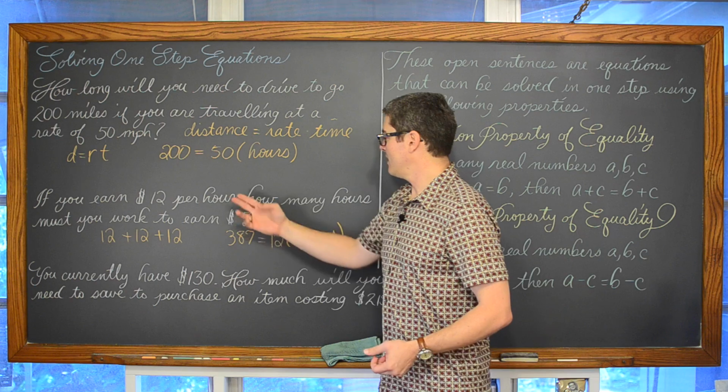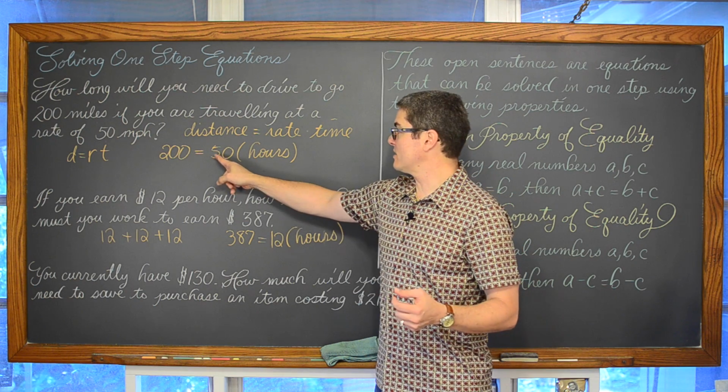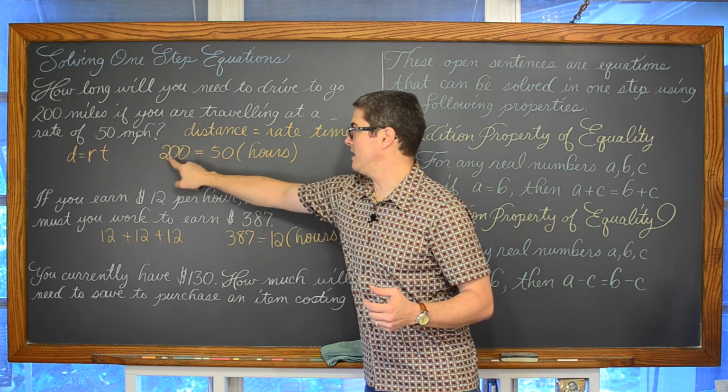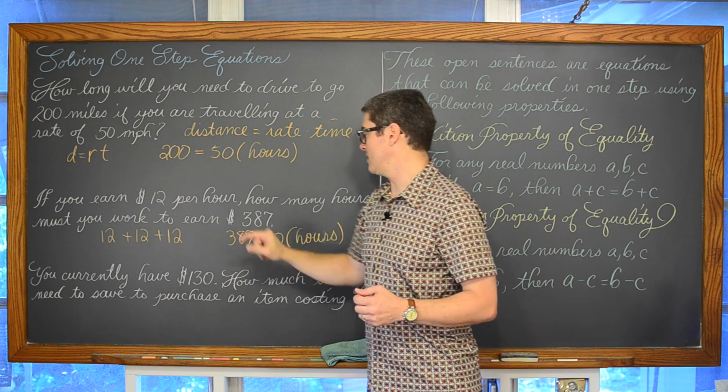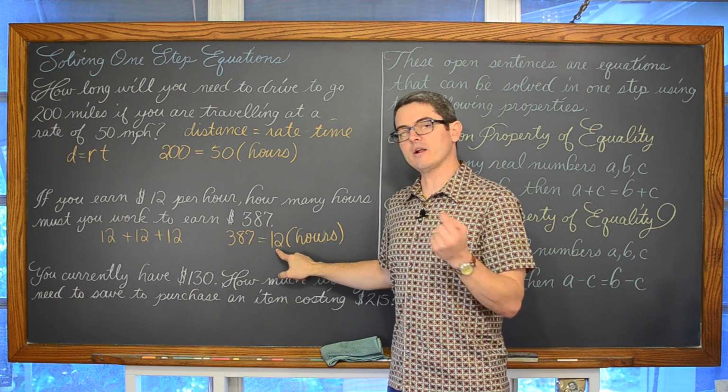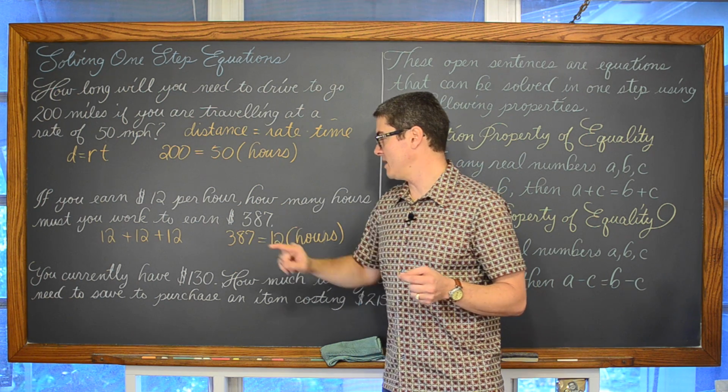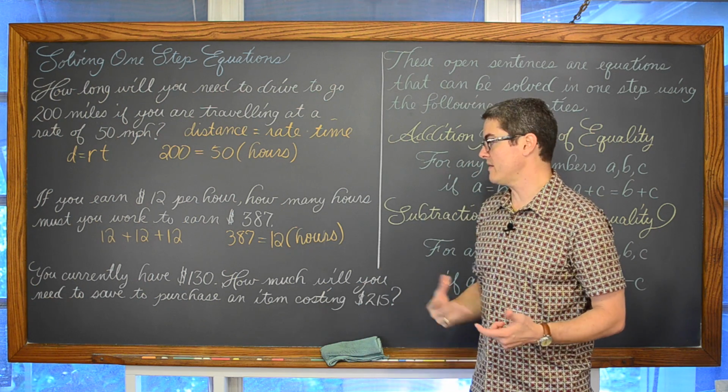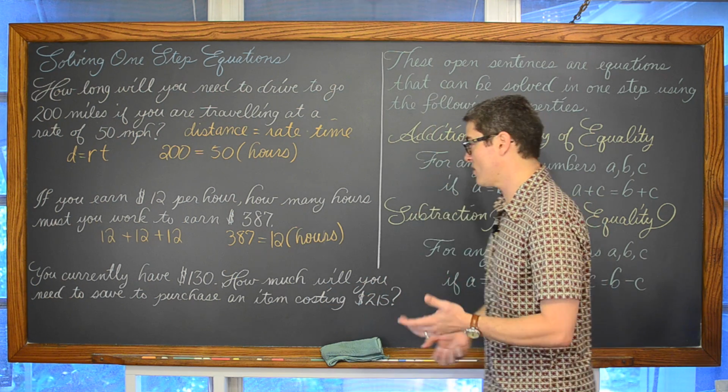Now, I can maybe say that I know that 5 times 4 is 20, so 50 times 4 is 200, but I'm not quite sure if I'm going to know right off the top of my head 12 times what is going to be equal to 387, so we need to use some kind of algebraic property to figure out or solve that equation.